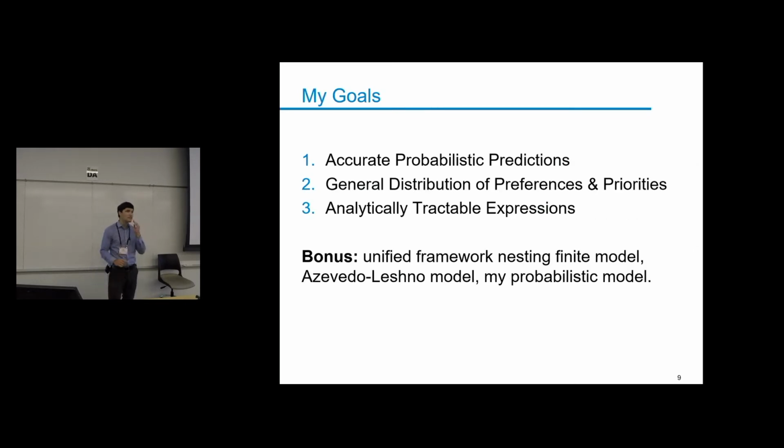Okay, so when trying to develop this model, I had three goals. One, I wanted my model to accurately predict outcomes in random markets. Two, I wanted it to be flexible so that I didn't need to say, okay, assume that preferences are uniformly random, for example. And three, I wanted it to be tractable so that I could actually use it to prove theorems. Okay, so let's talk about each. I'm going to try to present evidence that the model I've developed has each of these three properties.